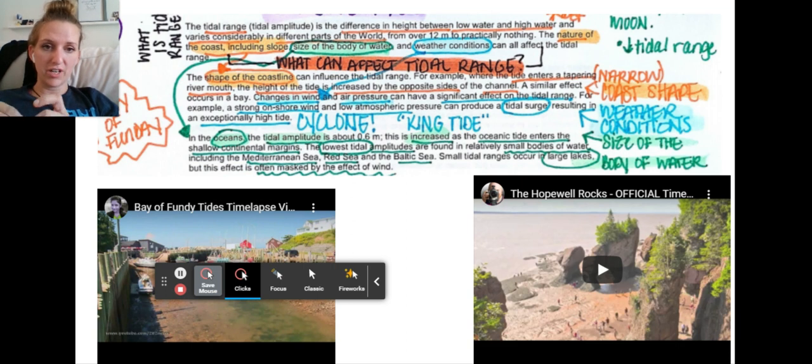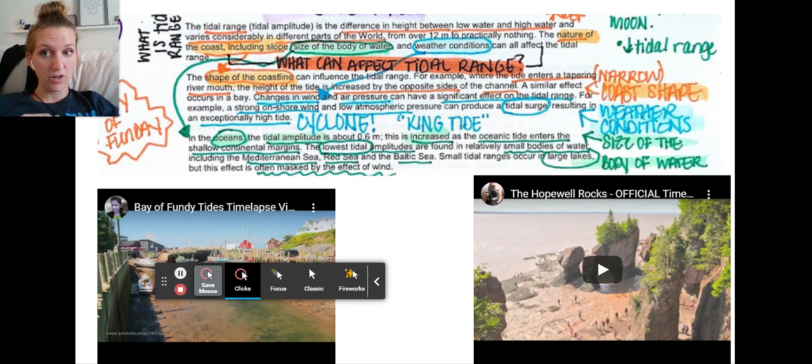Right, so changes in wind or air pressure can have a significant effect on tidal range. A strong onshore wind, or low atmospheric pressure, happens during a cyclone, hurricane, or typhoon. The eye of the hurricane is where the air pressure is the lowest because it's experiencing the most rapid evaporation. All that air is moving up, creating this area of low air pressure.